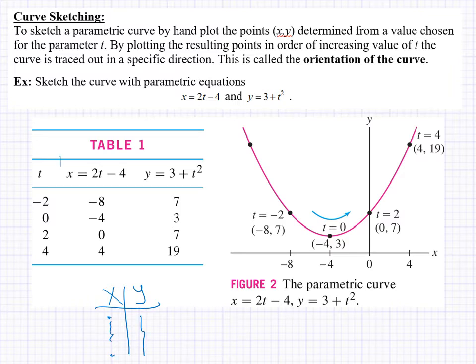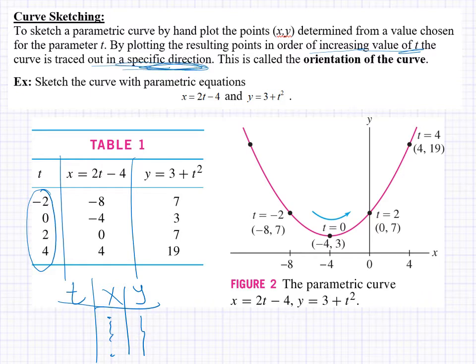What we're going to do is create an x, y, t table. We're going to pick some random values of t, plug them into the x equation and the y equation, and find out what the corresponding x and y's are for that given value of t. What we'll then do is plot those points in order of increasing value of t and trace out the curve. That's going to give us a specific direction, which gives us the orientation of the curve.